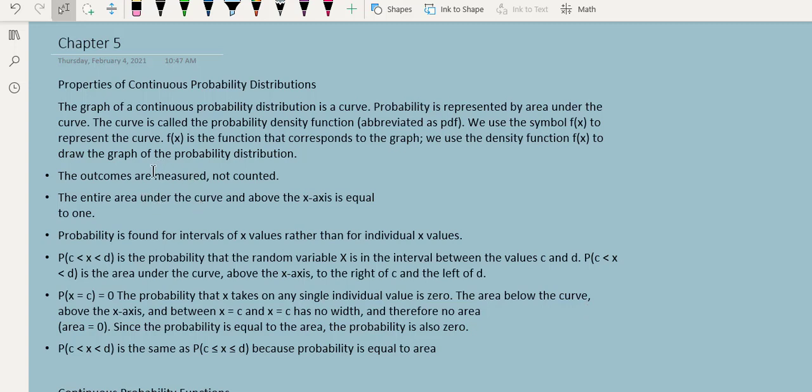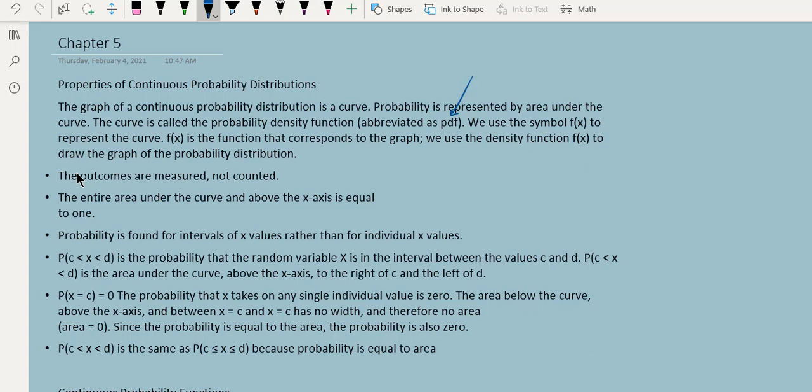Okay, good people, this video is on chapter 5, which deals with continuous probability distributions. The graph of continuous probability distributions is a curve. The probability represents the area under the curve, and the curve is called the probability density function, and we abbreviate it as a PDF. We use the symbol f of x to represent the curve, and f of x is the function that corresponds to the graph, and we use that density function to draw the graph of the probability.